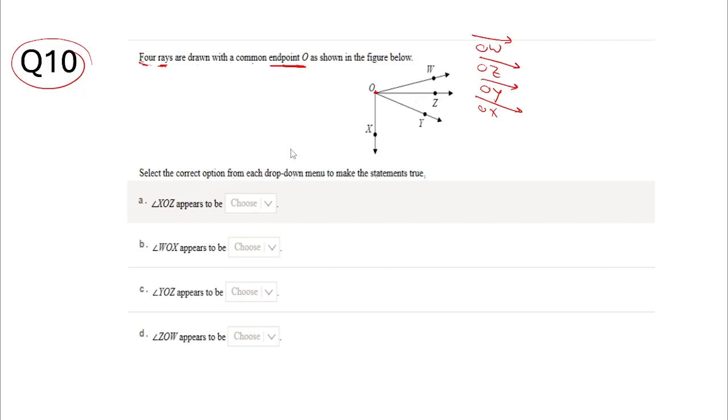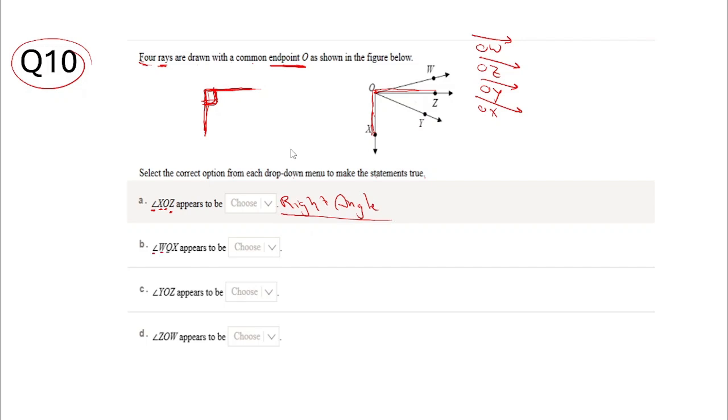Okay. Angle XOZ. You see this one? Use this dot here. It's like this one. Okay, this angle appears to be what? We talked about this before, which is a right angle. Right?